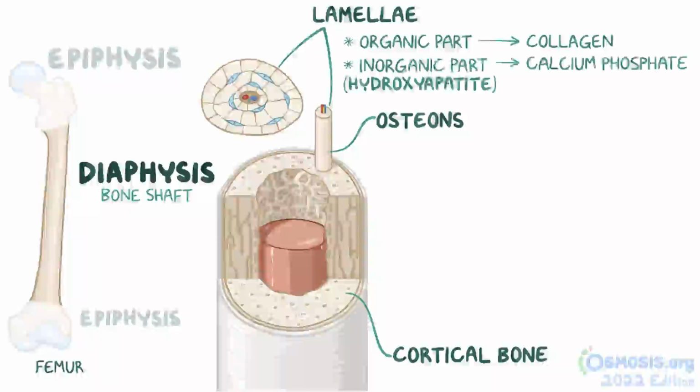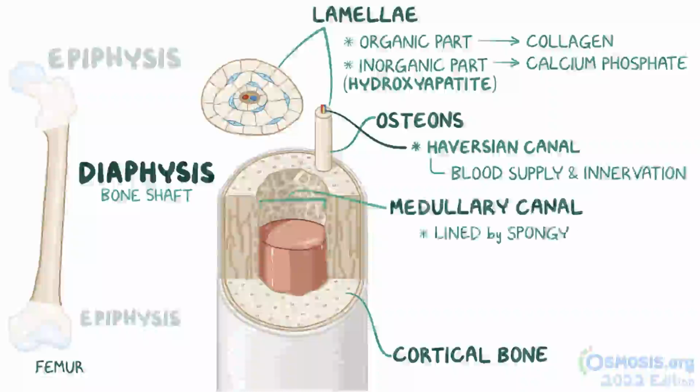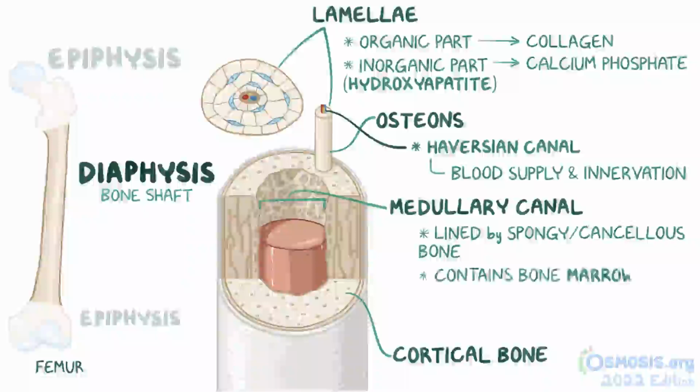In the center of each osteon is a haversian canal, which contains the blood supply and innervation for the bone cells. In the center of the bone is the medullary canal, a hollow space lined by a honeycomb-looking structure called the spongy or cancellous bone. The medullary canal contains the bone marrow, which is the site of blood cell production.